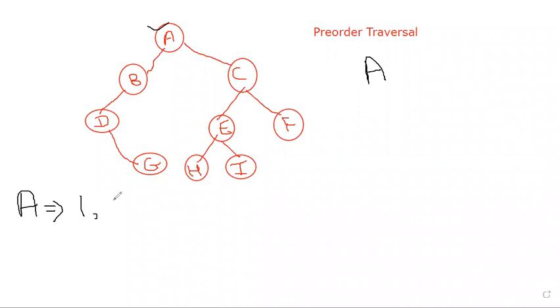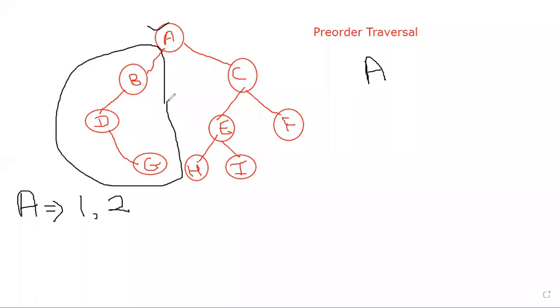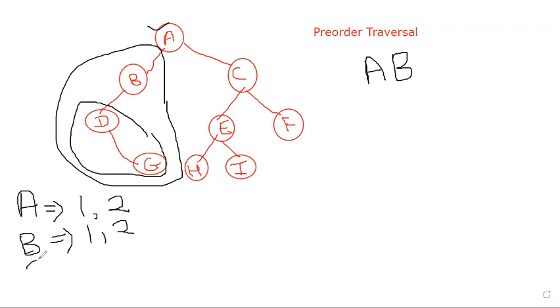Now we want to apply step number 2. What step number 2 says is traverse the left subtree in a pre-order manner. So now the left subtree root is B. For B, we are applying step number 1, which says visit the root. So when we are visiting the root, we are printing that value. Then the second step says visit its left subtree. So we can come to its left subtree, starting with D.